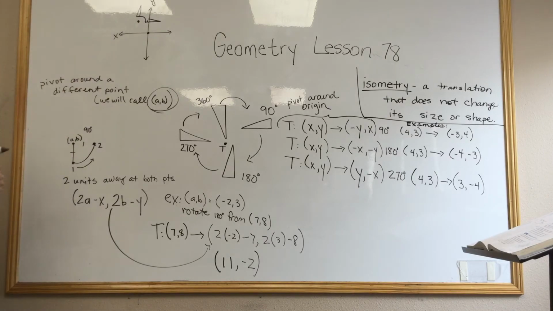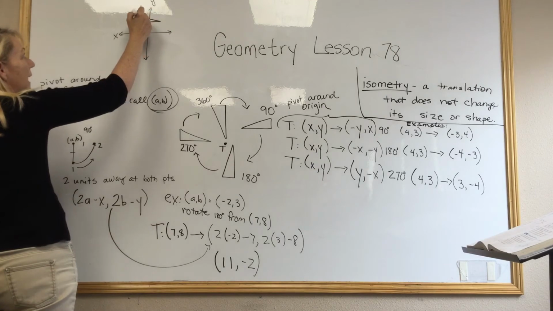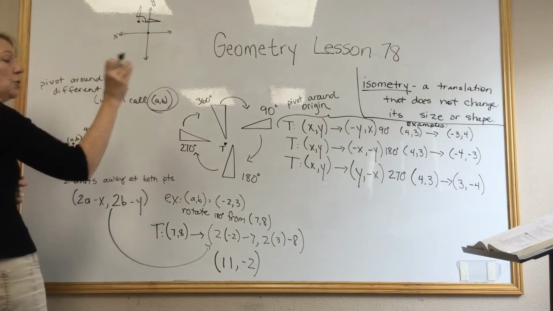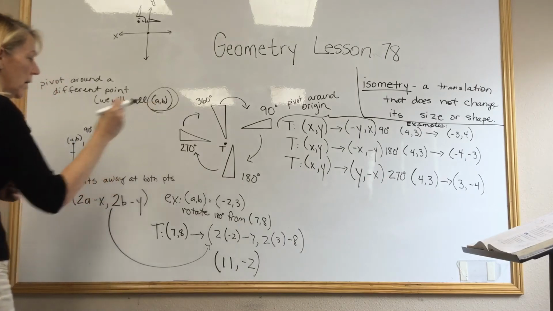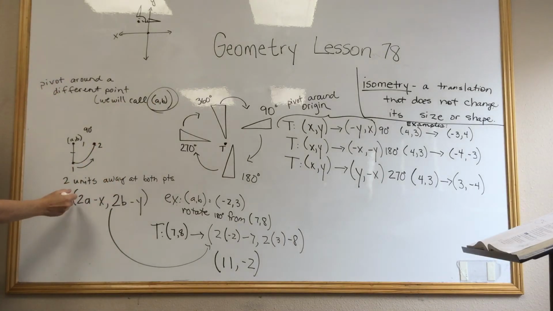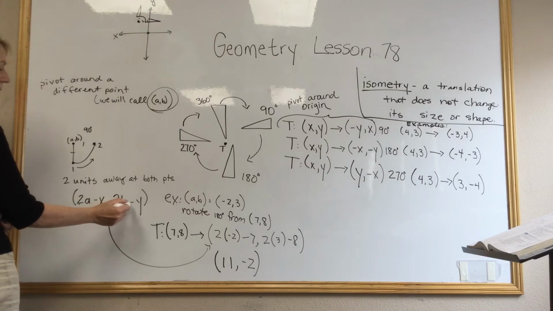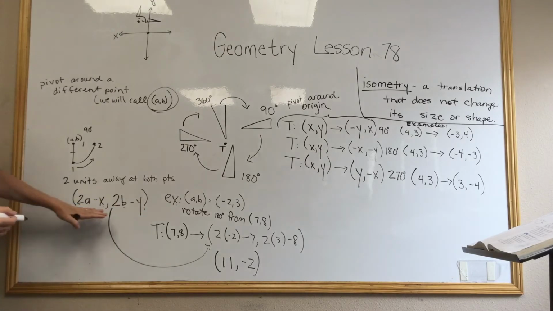If I am pivoting around 90 degrees from here, I notice this is 2 spots away, and it stays 2 units away no matter where I'm going. Then I have a formula: 2A minus x, and 2B minus y. That's the formula you would use.